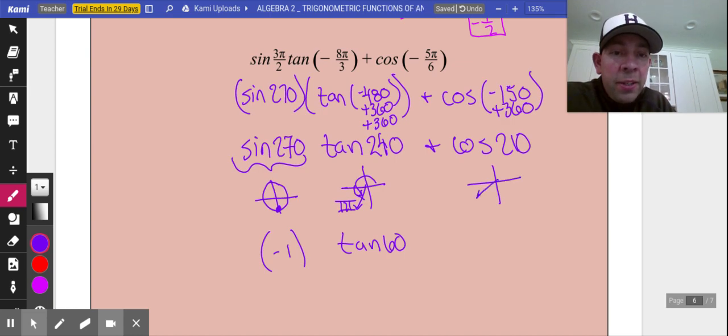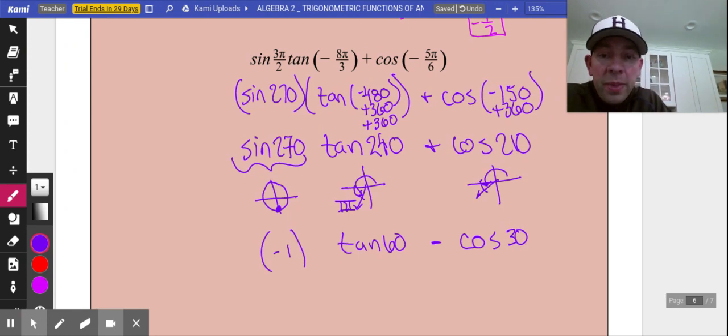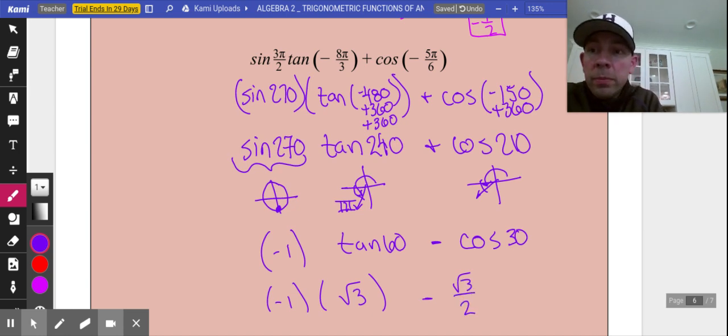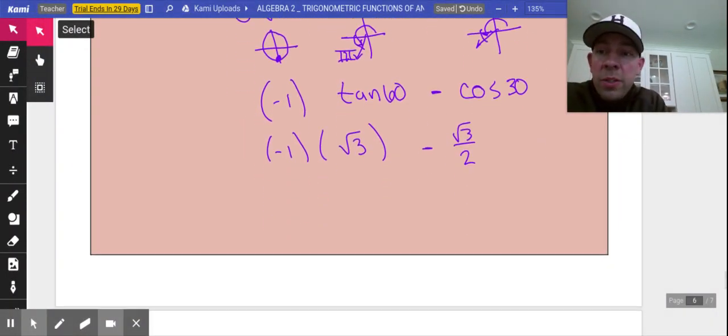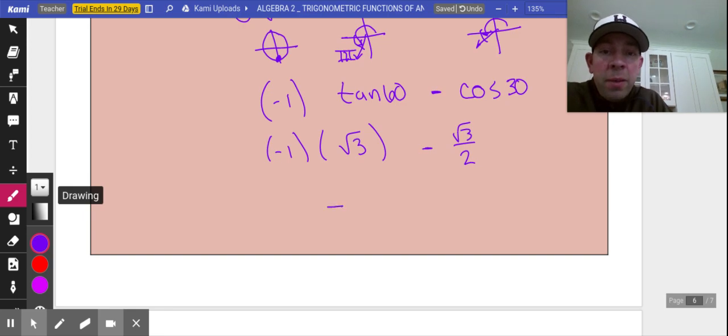210 is still in the third quadrant, but this time cosine is going to be negative. And your sliver right here is 30 degrees. So let's say we got negative 1 multiplied by radical 3, subtract radical 3 over 2. So finishing it up, we'll just say negative radical 3 minus radical 3 over 2.